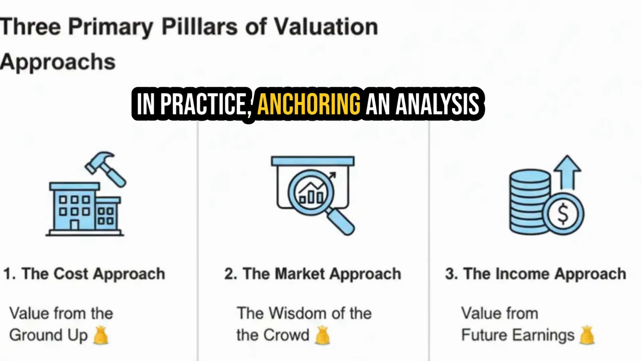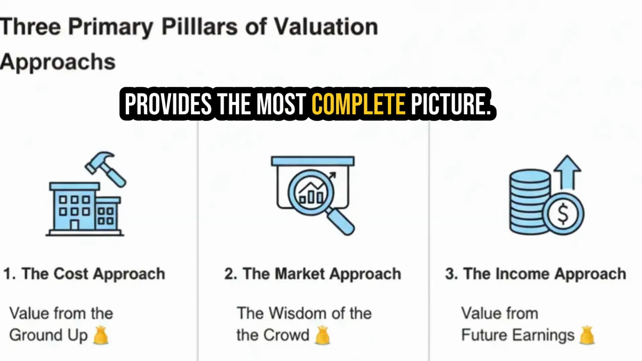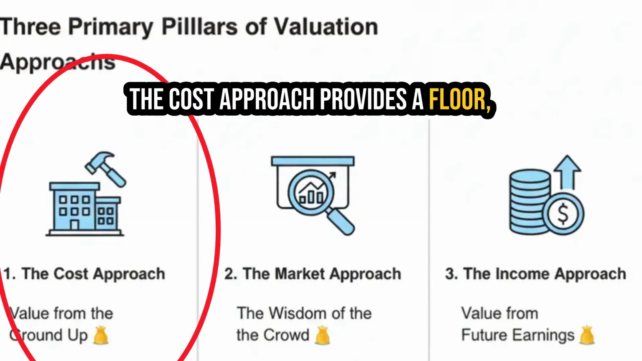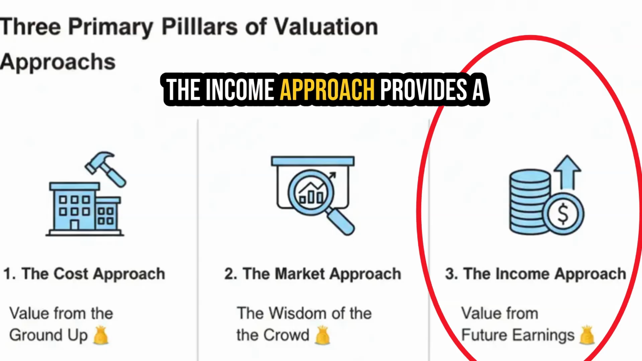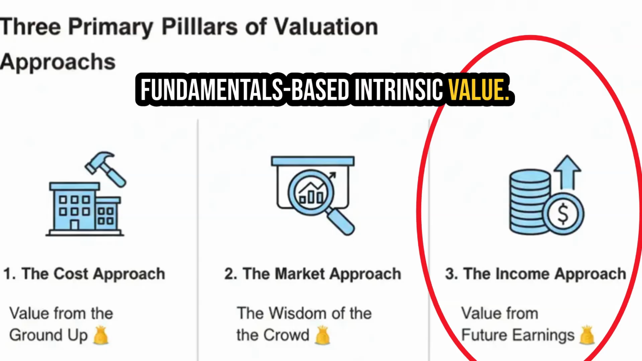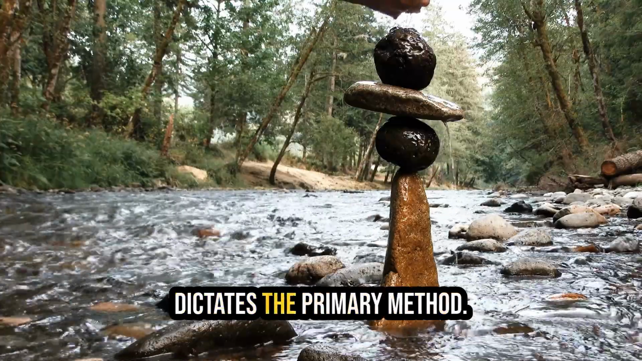In practice, anchoring an analysis across these three disciplines provides the most complete picture. The cost approach provides a floor, the market approach provides a real-world sanity check, and the income approach provides a fundamentals-based intrinsic value. While a balanced approach is ideal, the type of asset often dictates the primary method.